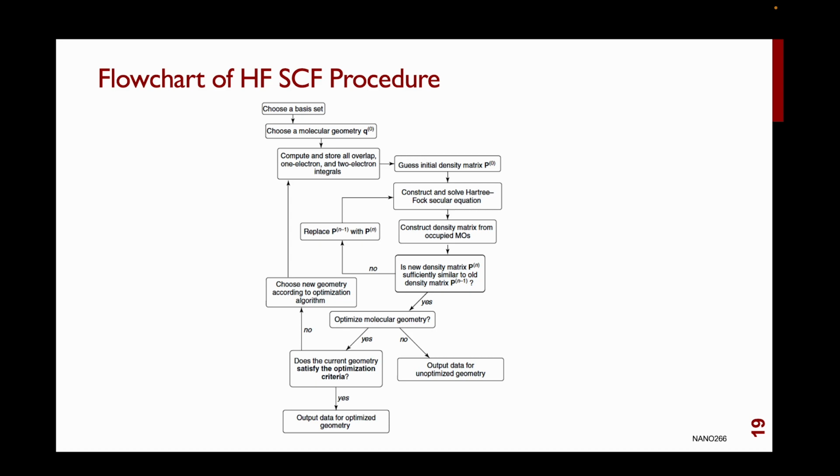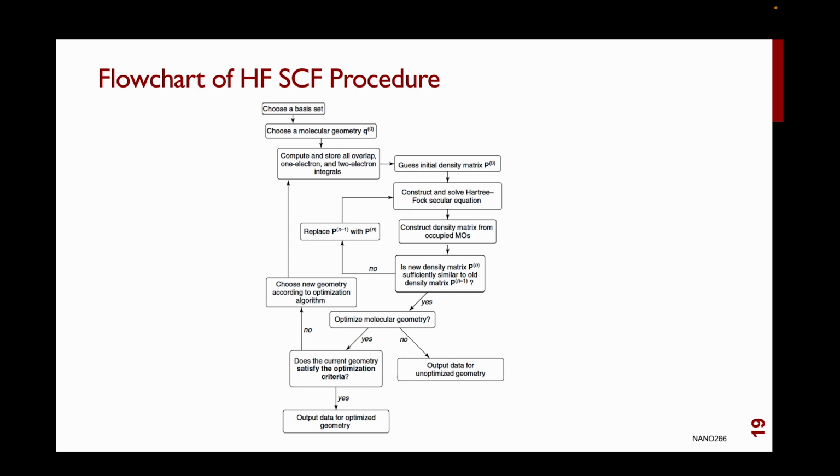Now, this electronic self-consistent loop only takes care of the electronic convergence. What this means is that, given the position of the nuclei, I am optimizing the set of wave functions for that position of nuclei. It doesn't mean that those positions of the nuclei are actually the lowest energy configuration for that set of atoms.